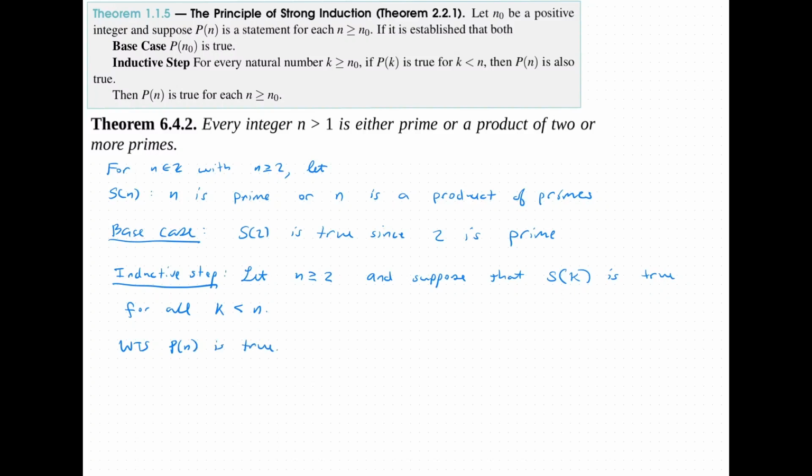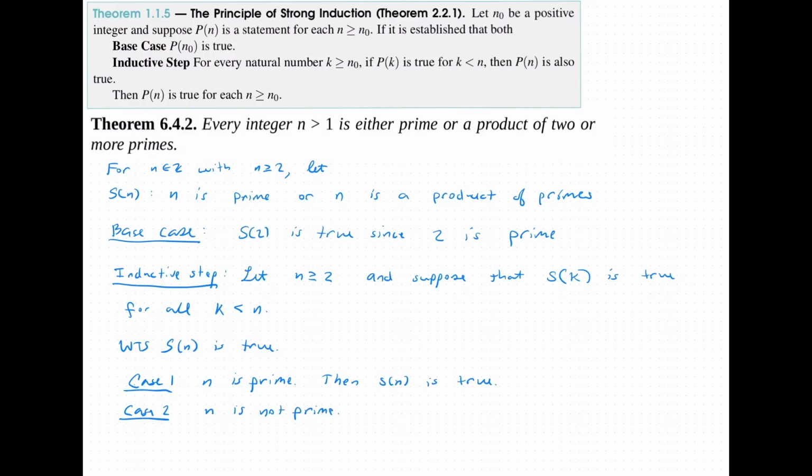Well, to check S of n, there are two cases. Case 1: n is prime. Then S of n is true, and so in this case there is nothing to show. Case 2: n is not prime.